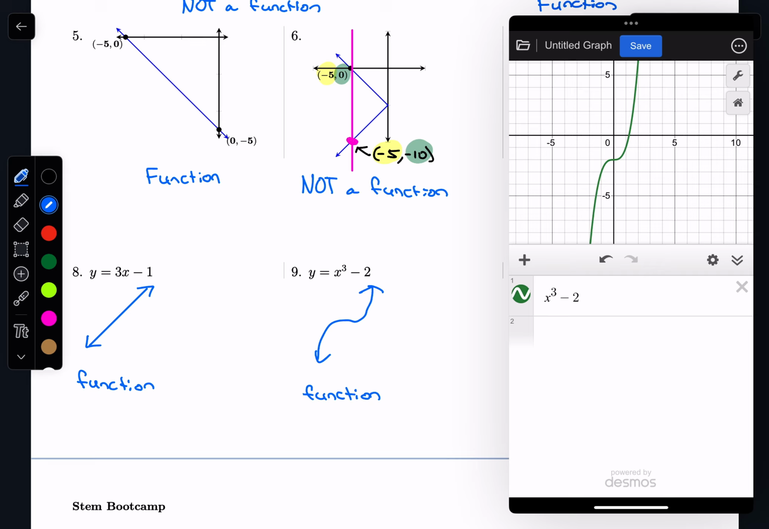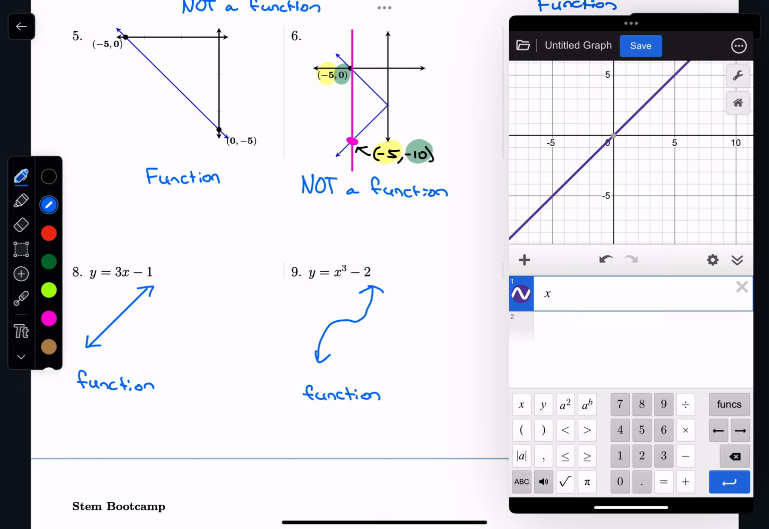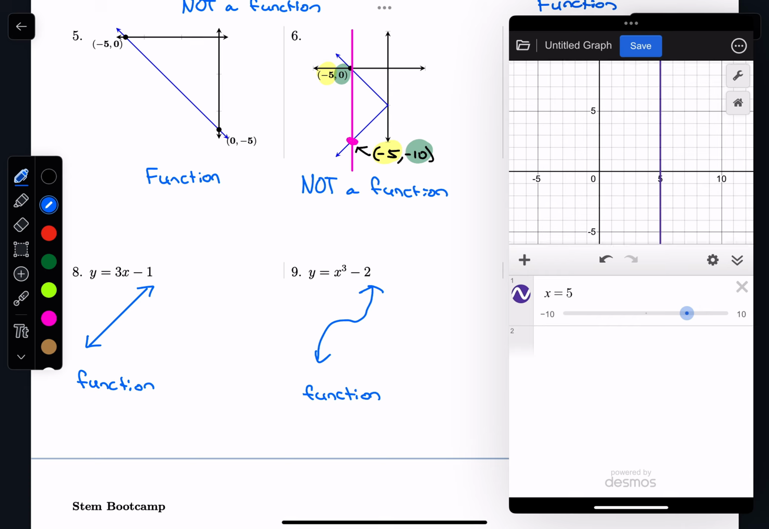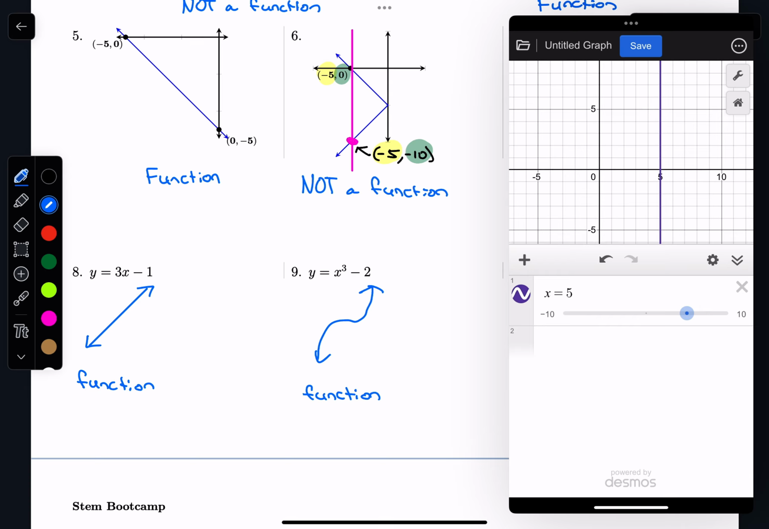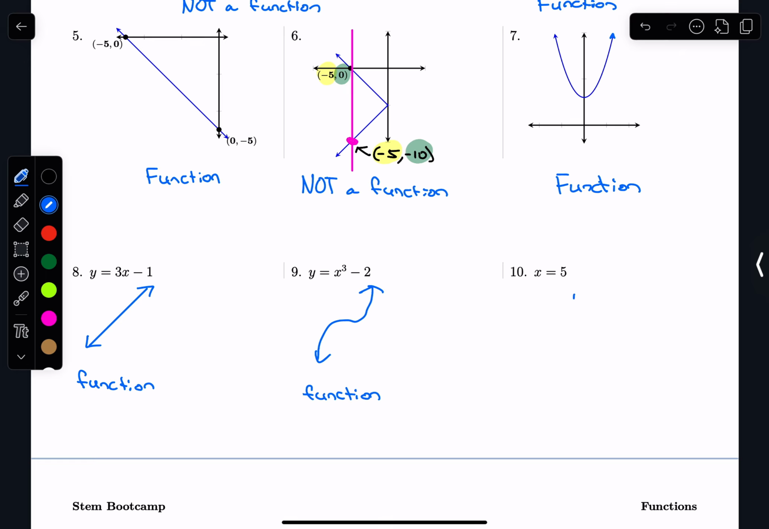All right, and the last one is x equals 5. Sorry, that's covered up, but it's x equals 5. If I type in x equals 5, that is a vertical line, you can see, and that vertical line is not a function. Notice that if I tried to put a vertical line on top of it, it would just be right on top of it. It would touch it in infinitely many spots. So definitely more than one spot. And so a vertical line like this, so whenever you have x equals a number, it's a vertical line. This is not a function. All right, that is not going to pass the vertical line test.